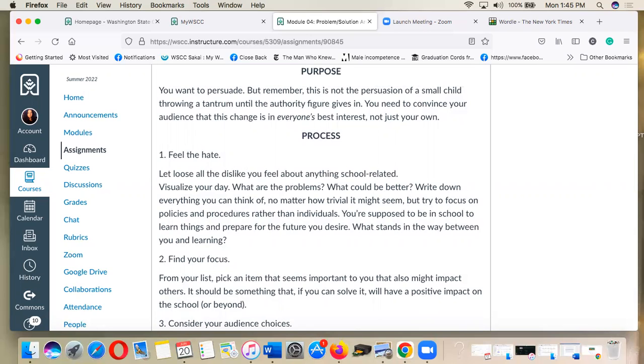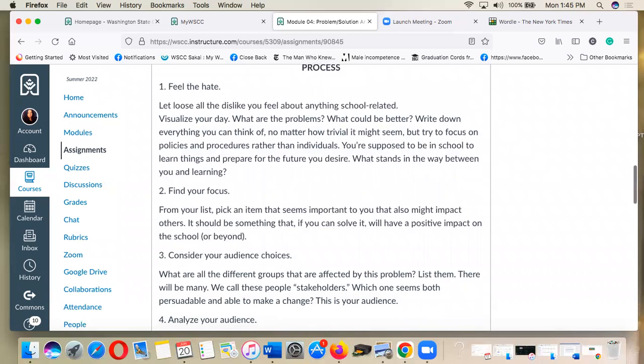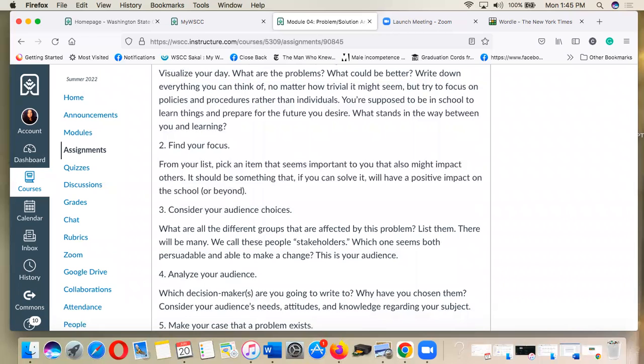In other words, it's great to be passionate about what you want to see change, but try not to be too angry, so that your reader doesn't take you seriously, right? You want to make sure that's the case. Feel the hate. I know you want to make sure you can get out everything that you dislike about this school-related problem, or any problem that you're talking about in any organization.